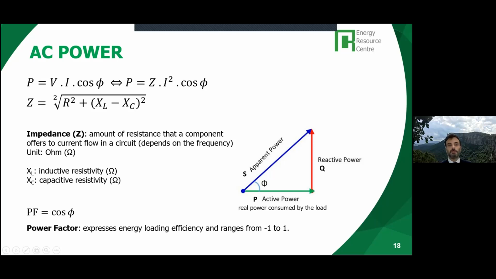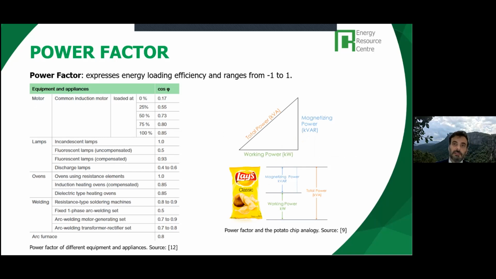This is very important because appliances, depending on how they are built and how their conductors are set up, will have this angle bigger or smaller, meaning that this cosinus will be closer to 1 or closer to 0. This is important because the higher this cosinus, the smaller this angle will be, and the higher the efficiency we will have in this alternating current circuit.